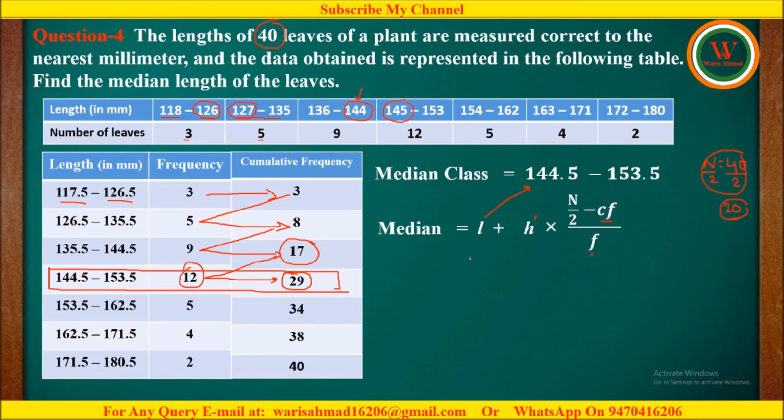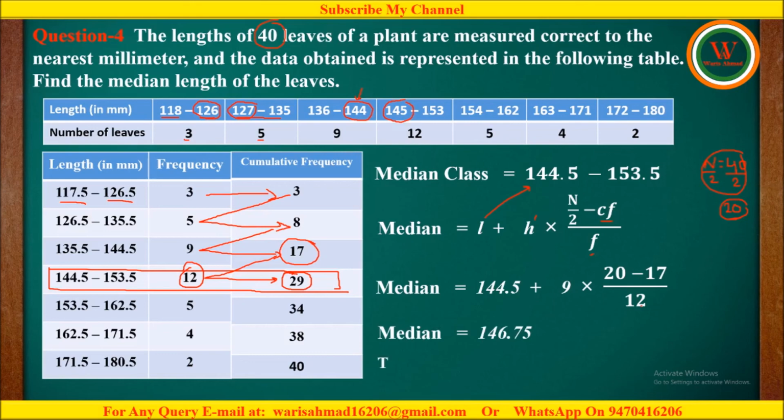So all these values we have to feed in the formula. So it will be 144.5 plus 9 into 20 minus 17 upon 12. After solving this one, we will have median equal to 146.75. Therefore, median length of leaves is 146.75 millimeter. So this is the final solution of this question.